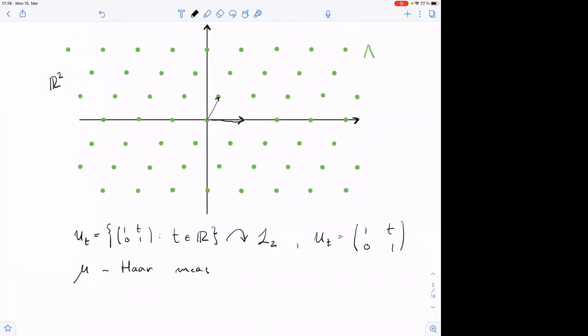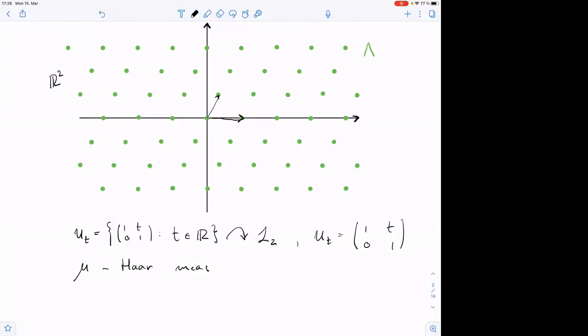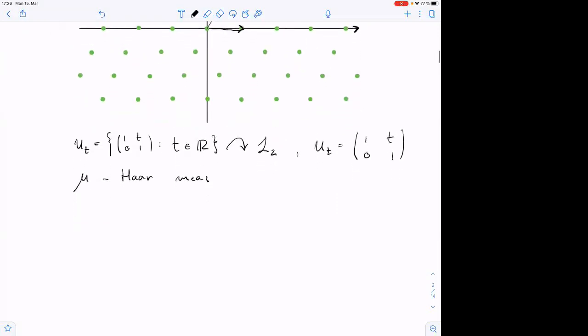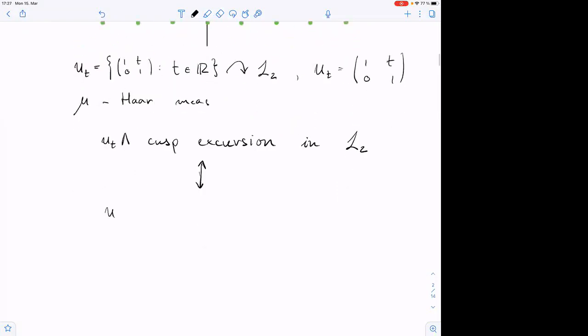Okay, and so what I was just saying before is that it's not obviously clear what it means to go into the cusp, but using Mahler's compactness criterion, it's not too difficult to see that for an orbit of the unipotent flow, basically the only way you can go into the cusp is for your sequence of lattices to contain a short vector. Essentially, a vector going to 0 means going to infinity in this picture. So very generally, we can say that u_t lambda making a cusp excursion in L2 corresponds to u_t lambda containing a short vector.